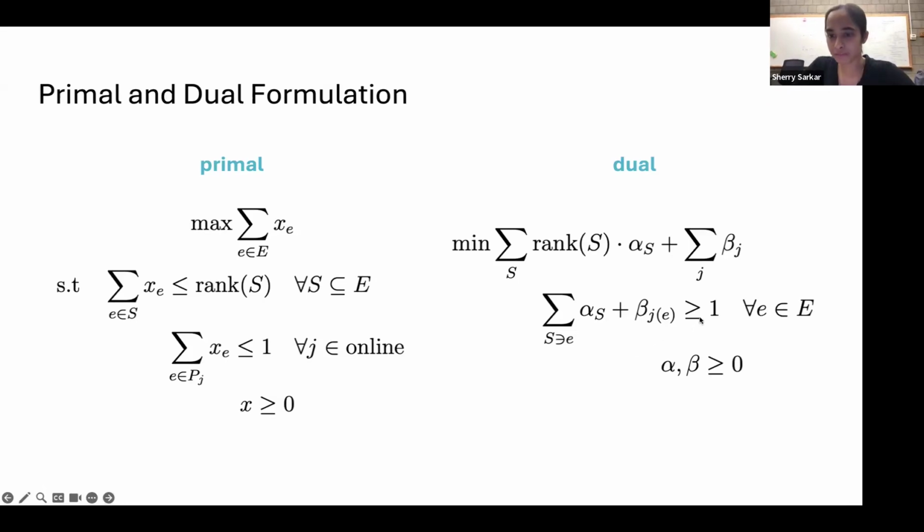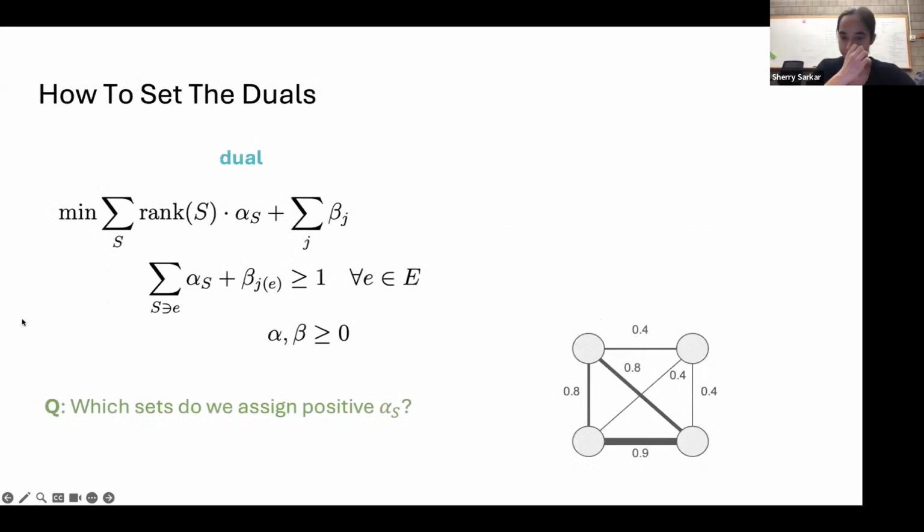But we again have these alphas and these betas, and the name of the game is to create a dual that's roughly feasible, maybe not entirely feasible, but approximately feasible, that has value the same as the primal. But this dual is big. There are very many alpha S's here. There are as many betas as before, but there are exponentially many alpha S's. And we're trying to minimize this objective. So we probably can't just assign value to any alpha.